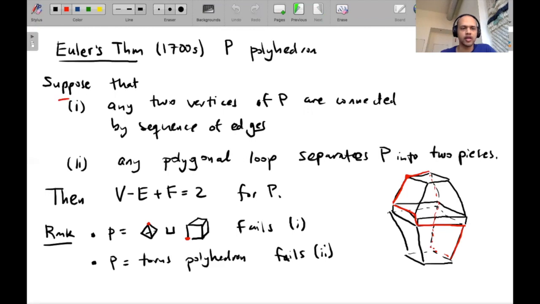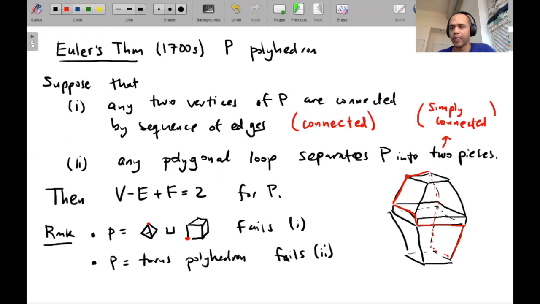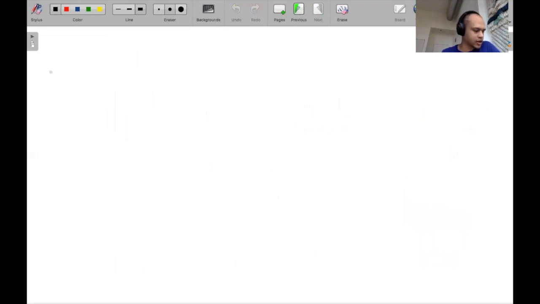These conditions here are topological conditions. Later, we'll have some terminology to say that this P is connected, and this condition is what we'll later call simply connected. These are topological properties of a space, or a polyhedron in this case. And this quantity V minus E plus F knows something about the topological properties of the polyhedron. So let me give some terminology.